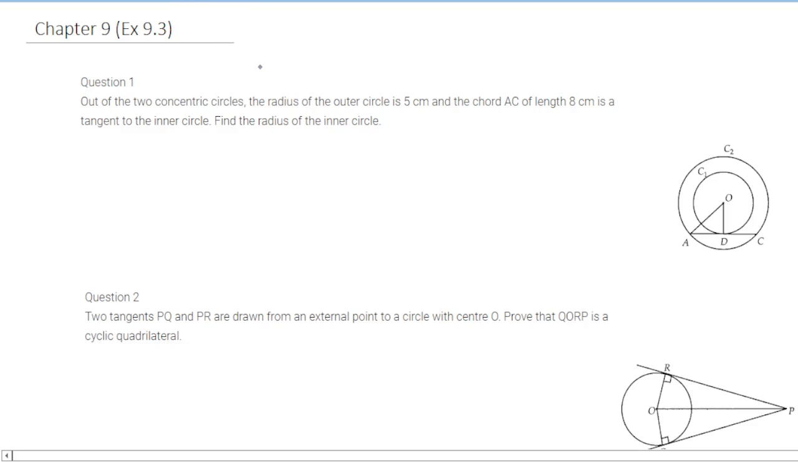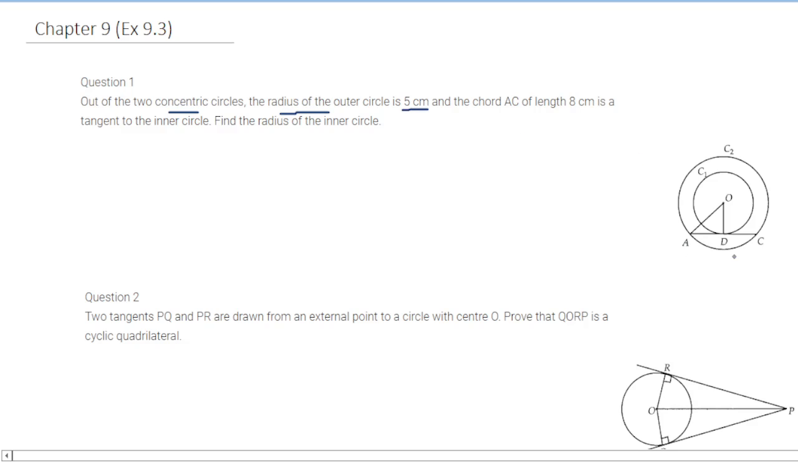Hello students, so today in this video we are going to do exercise 9.3 from chapter number 9. In question one, two concentric circles are given. Concentric circles are circles that have the same center. The radius of the outer circle is 5 centimeter.